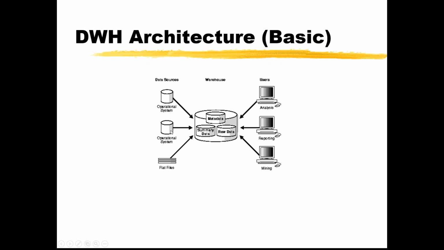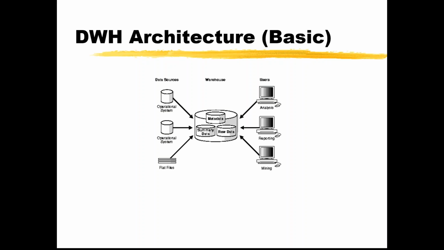From these sources I'm extracting the data and storing it here, and from here the data is loading. From source to warehouse is called the ETL process. From warehouse to users is called OLAP. OLAP means generating reports. Everybody is clear with this diagram? Anybody have any doubts? Don't go into the detail; we will go into detail in the next class.